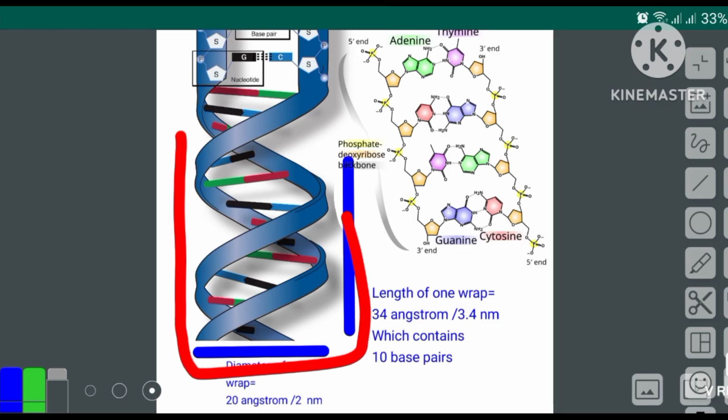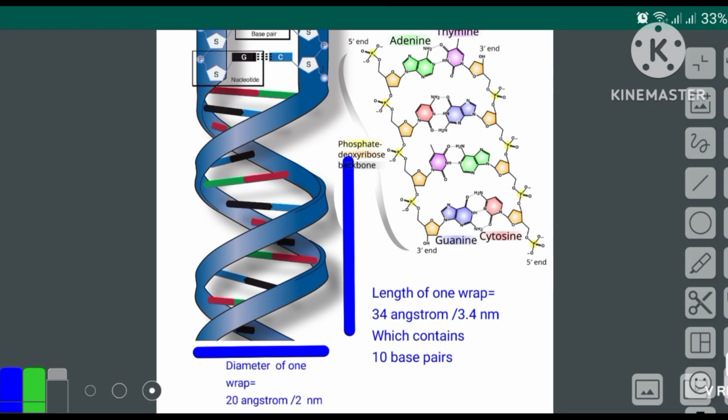The double helix resembles a twisted ladder where the rails of the ladder are made of sugar and phosphate and the steps are made of the nitrogenous bases adenine, guanine, cytosine and thymine. The length of one turn is 34 angstrom or 3.4 nanometer. One turn contains 10 base pairs and the diameter of the helix is 20 angstrom or 2 nanometer.